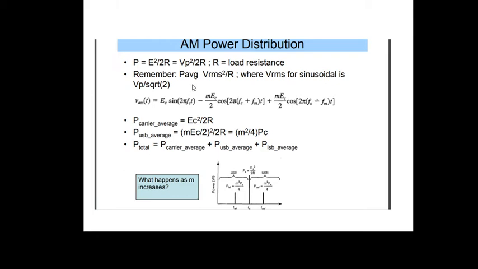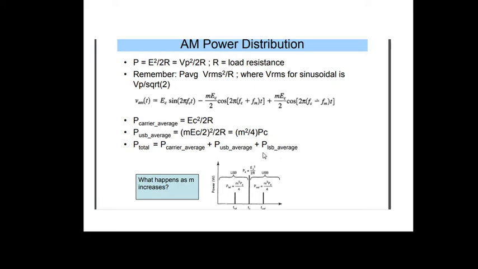Remember, P average uses the RMS value of the amplitude, where RMS is for the sinusoidal part, so it is the peak value divided by square root 2. From the given mathematical expression, we can calculate the average power of the carrier wave, Ec square divided by 2R, and the same for the upper and lower sideband average power. So the total power for the double sideband is P carrier average plus P upper sideband average plus P lower sideband average.